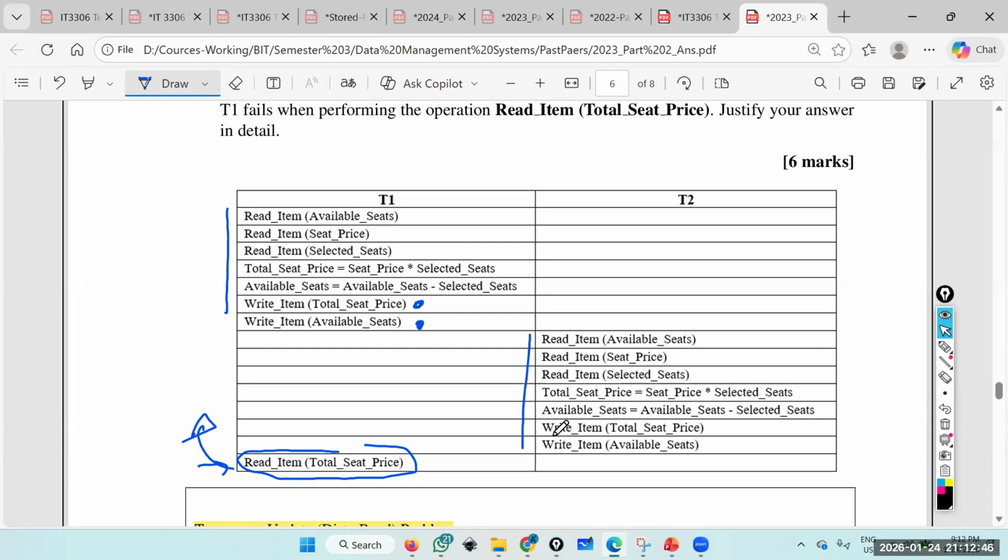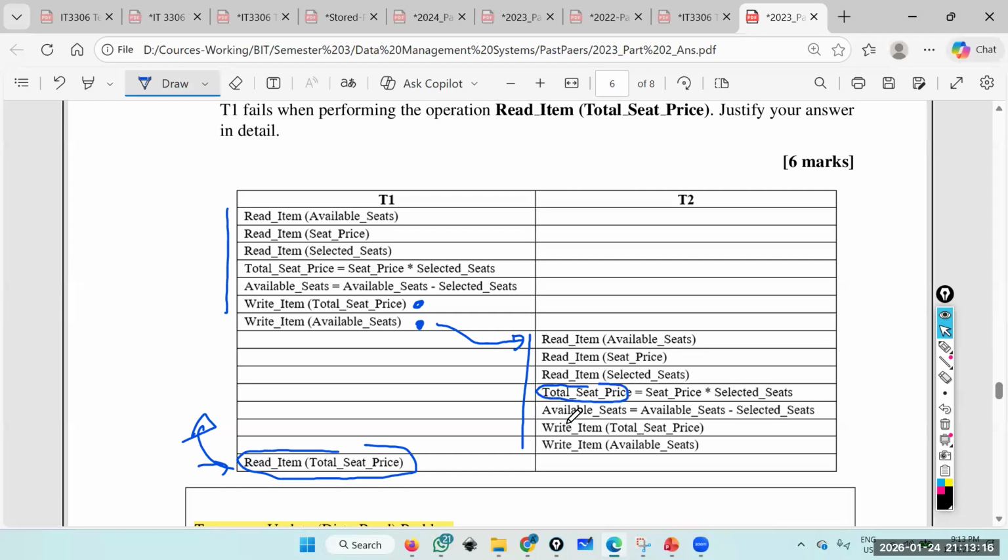Now, are there any dirty reads? Yes, this guy read the available seats. Available seats. So that is a dirty read. Now, actually, this available seat is wrong because this transaction rolled back. You need to explain that. Okay. Total seat price, what happens? This one is also calculating the total seat price.